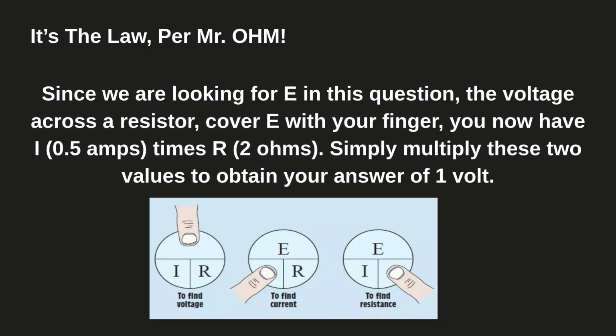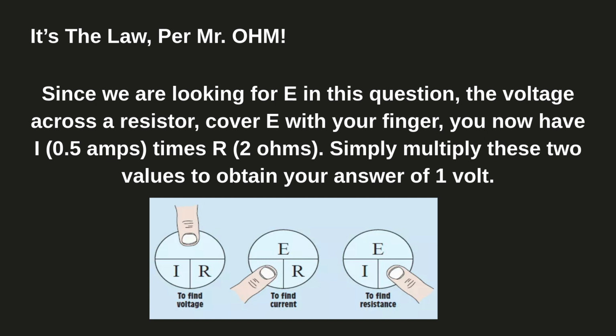Okay, since we are looking for E in this question, the voltage across the resistor, you'll cover E with your finger. You now have I, which is going to be 0.5 amps times R, which is 2 ohms. Simply multiply these two values to obtain your answer of 1 volt.